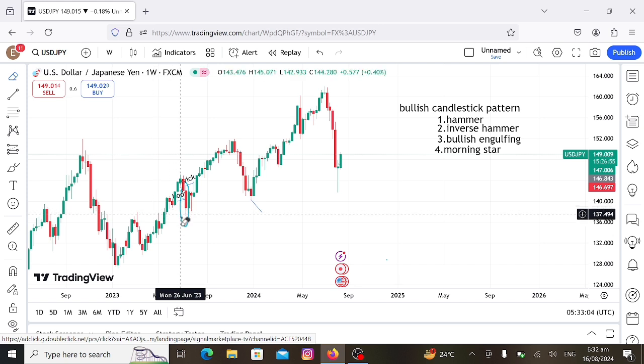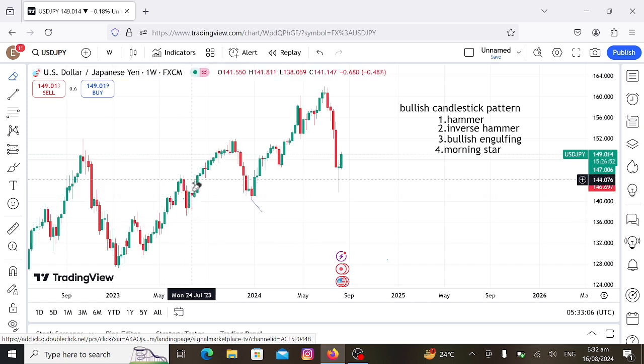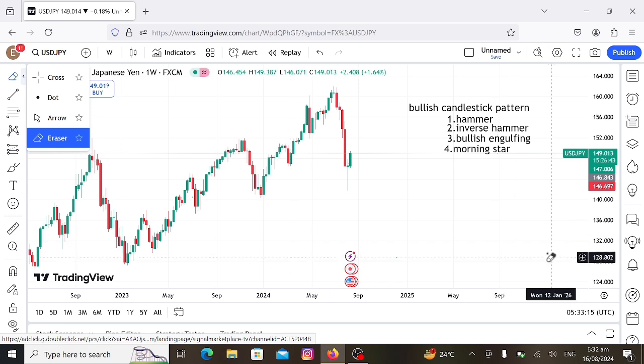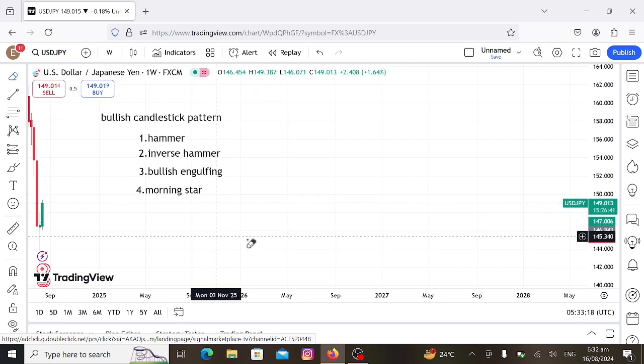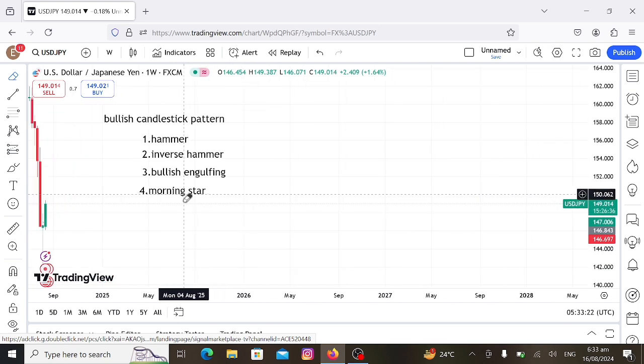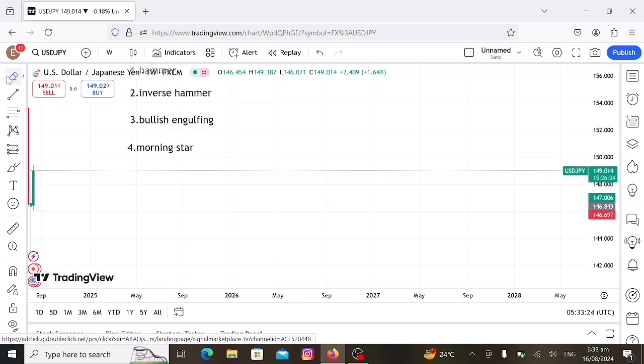Let me try to take some things back. Let me take some things off the screen. So, first, this is how a money star looks like.